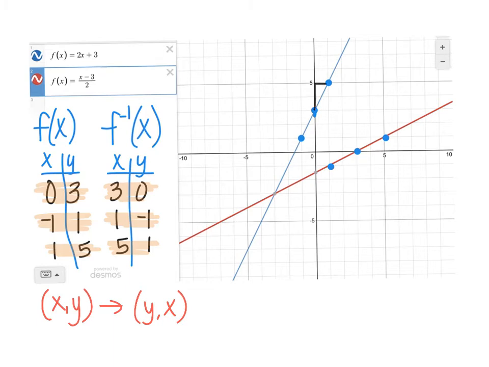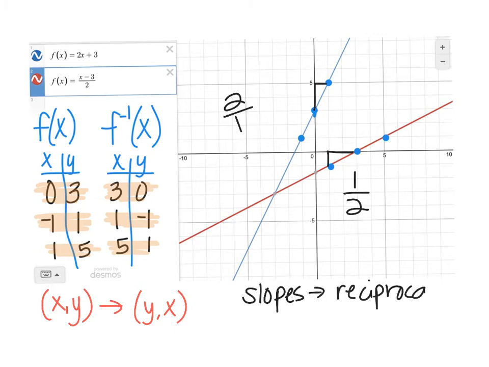Okay, so that one has a slope of 2 over 1. My red line looks like it's up 1 over 2. That one has a slope of 1/2. Now, they're both positive. I can see that they're both positive. So the slopes of inverse functions, and this is for linear ones, are just reciprocals.